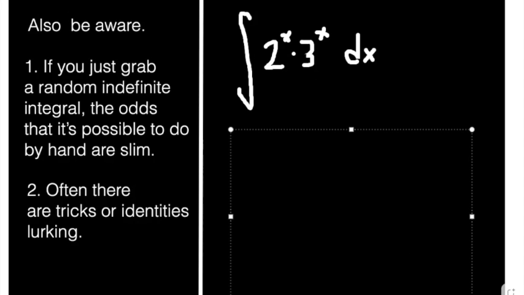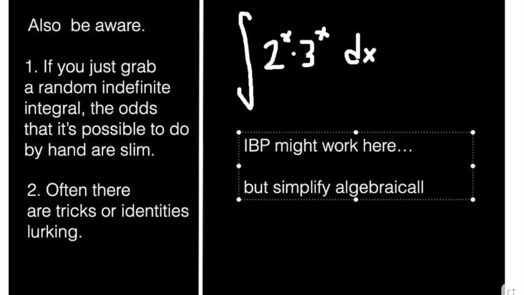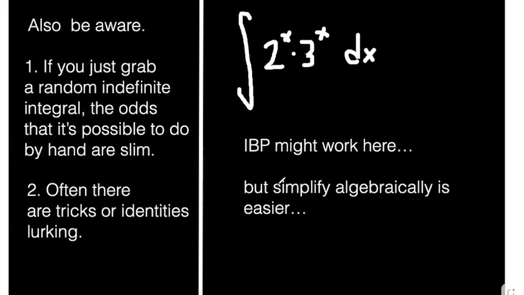Another example is 2 raised to the x times 3 raised to the x. It's possible to do this using integration by parts, but that solution is needlessly complex. Instead, this is a place where we can simplify algebraically. 2 to the x times 3 to the x is equal to 6 to the x, and the indefinite integral of 6 to the x is a basic exponential integral.